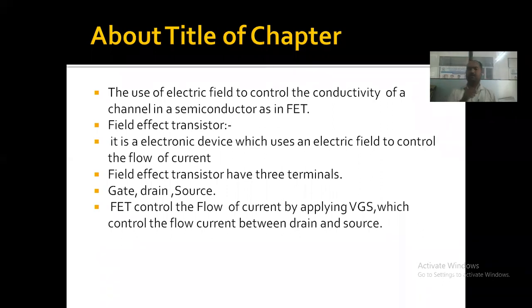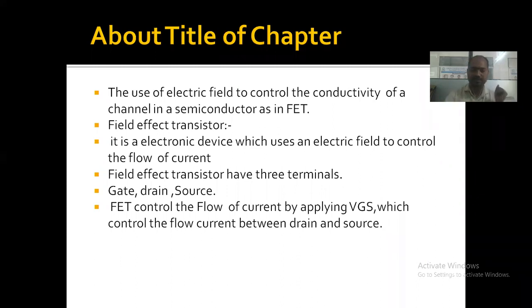A field effect transistor has three terminals: source, gate and drain. These are the three terminals used for different operations of the field effect transistor. In FET, the voltage we apply between gate and source controls the drain current, right? So we apply the voltage between gate and source, which controls the output current. The output current is nothing but the drain current.